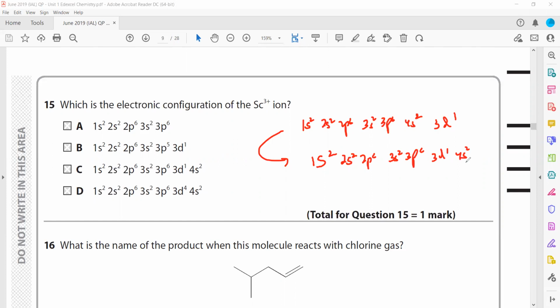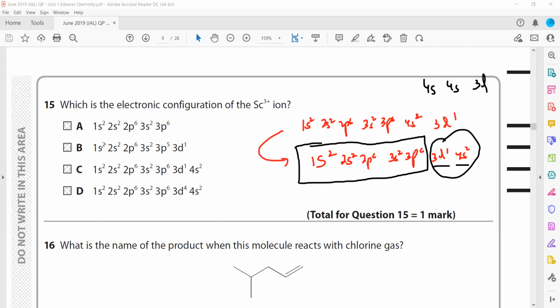So when we remove the electron, 2 electrons are removed from here and 1 electron removed from here. So the first electrons will be removed from 4s, then 4s, and then 3d. So this is what we are left with when we remove 3 electrons: 1s2, 2s2, 2p6, 3s2, and 3p6. So A will be the right answer.